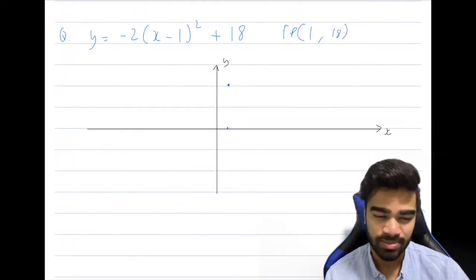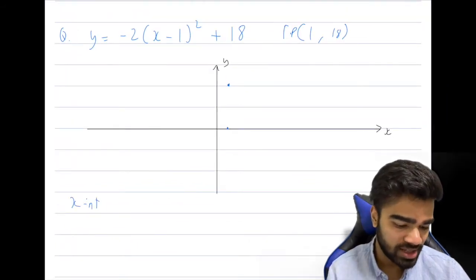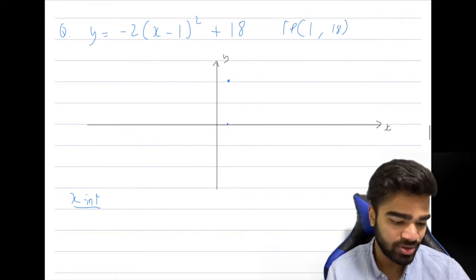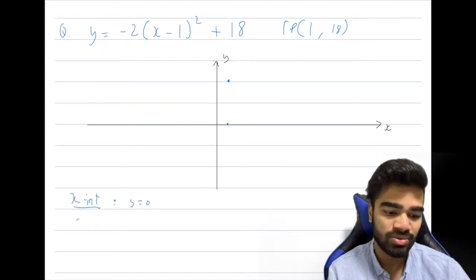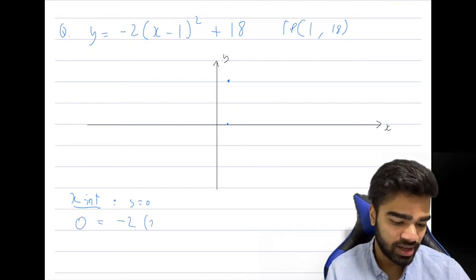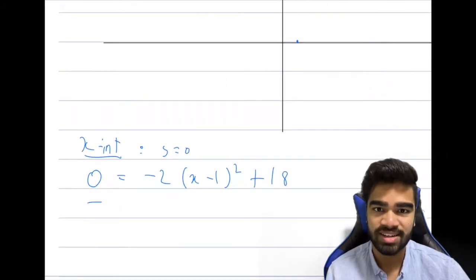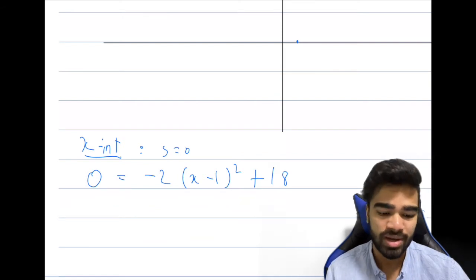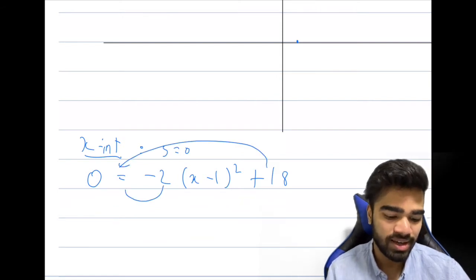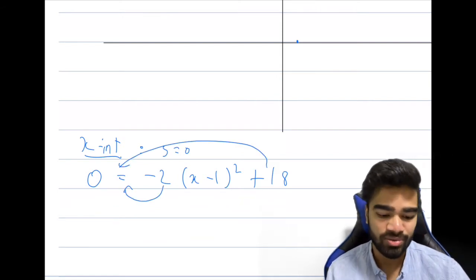Now in this question, I'll quickly make you find the x-intercepts. Let's do it. What's the rule for x-intercepts? It's always the same no matter what graph you're drawing. You make y equal to 0. So 0 is equal to negative 2 times (x minus 1) whole thing squared, plus 18. We did this question last lesson, solving by completing the square. So you take the whole number to the other side, divide by 2 and so on and so forth, and solve for x.